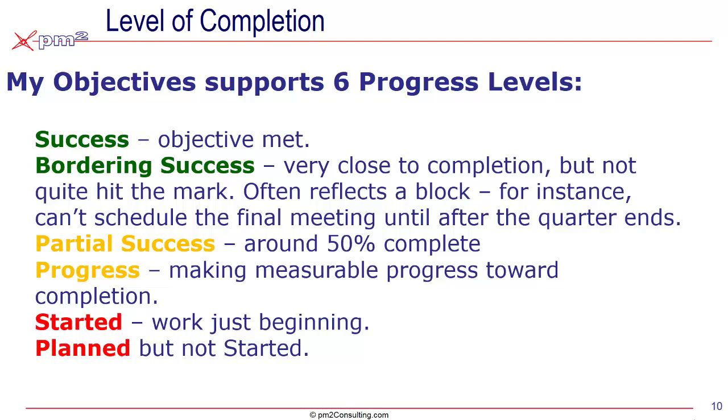Now, if you think about it, during the course of a game, a period, you'll go through all these phases. As soon as you start the phase, everything is going to just be in the plan phase. During the first week, you may be starting some of them, but not others. Eventually, you'll be making some progress, on to partial success, eventually bordering success and success. But during the course of that game, most objectives will move through all of these statuses. Now, some might not make it all the way through, but we expect them to be shifting as time passes.